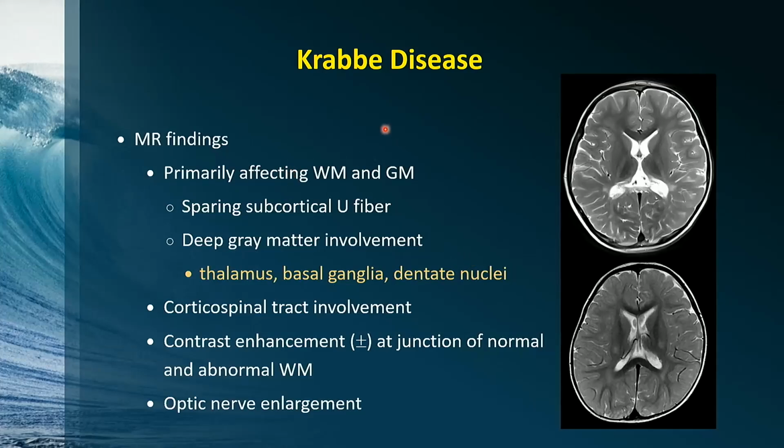Typical MR feature of Krabbe disease is primarily affecting white matter and gray matter. So you can see that kind of white matter signal intensity and the relatively small volume of thalamus with slight hypo-intensity on T2 weighted image. Corticospinal tract involvement is also reported in Krabbe disease, and contrast enhancement can be seen at the junction of normal and abnormal white matter. As we can see, optic nerve enlargement has been reported in Krabbe disease.